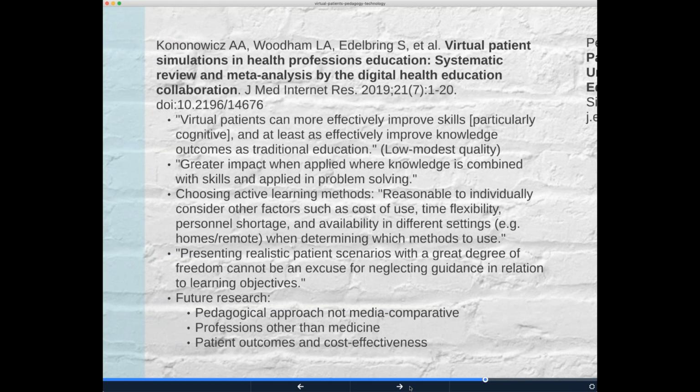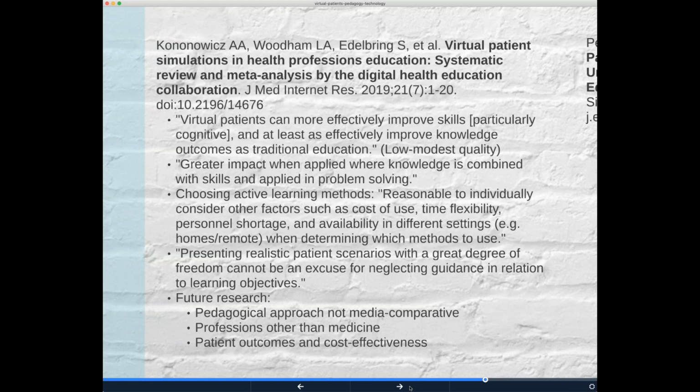A lot of this research has been done in medicine, and they encourage research to be done in other professions as well to round out the full body of research. And for some of these initiatives to go beyond the evaluation at the level of learner satisfaction and knowledge gain, but also to look at translation into clinical practice, potentially as far as patient outcomes, which is always a challenge in educational research, and also cost effectiveness, because we know the scalability of virtual patients.